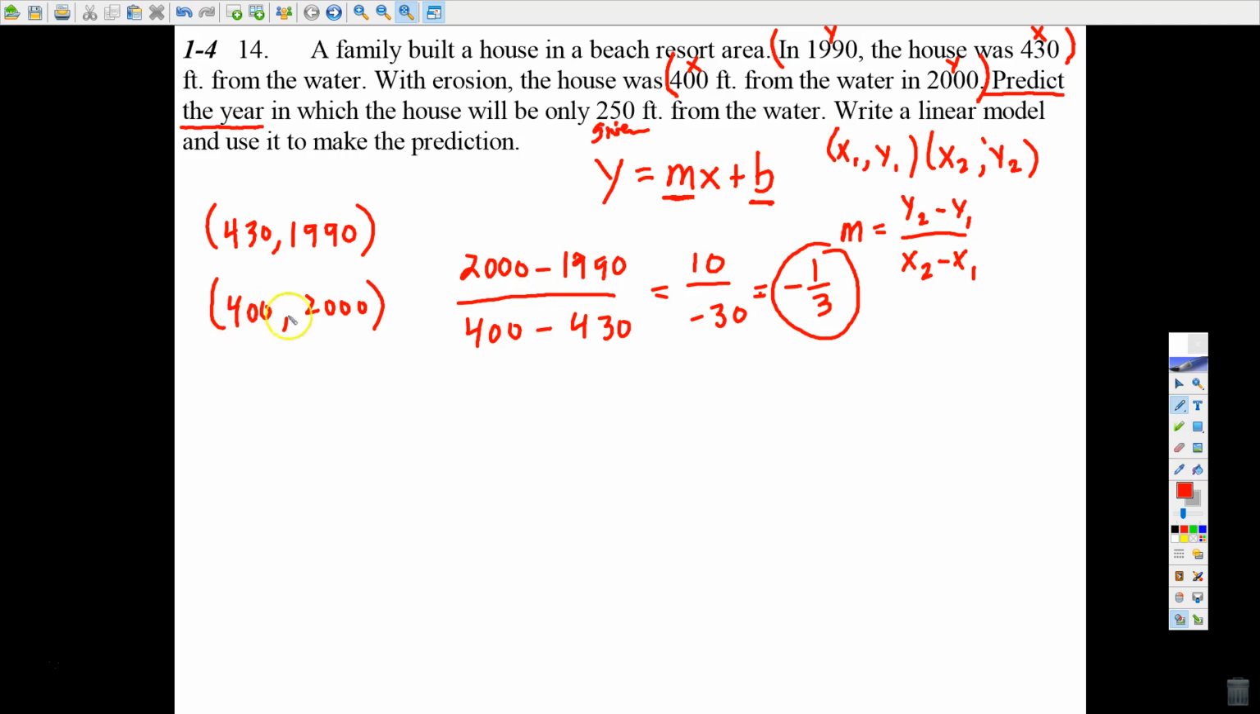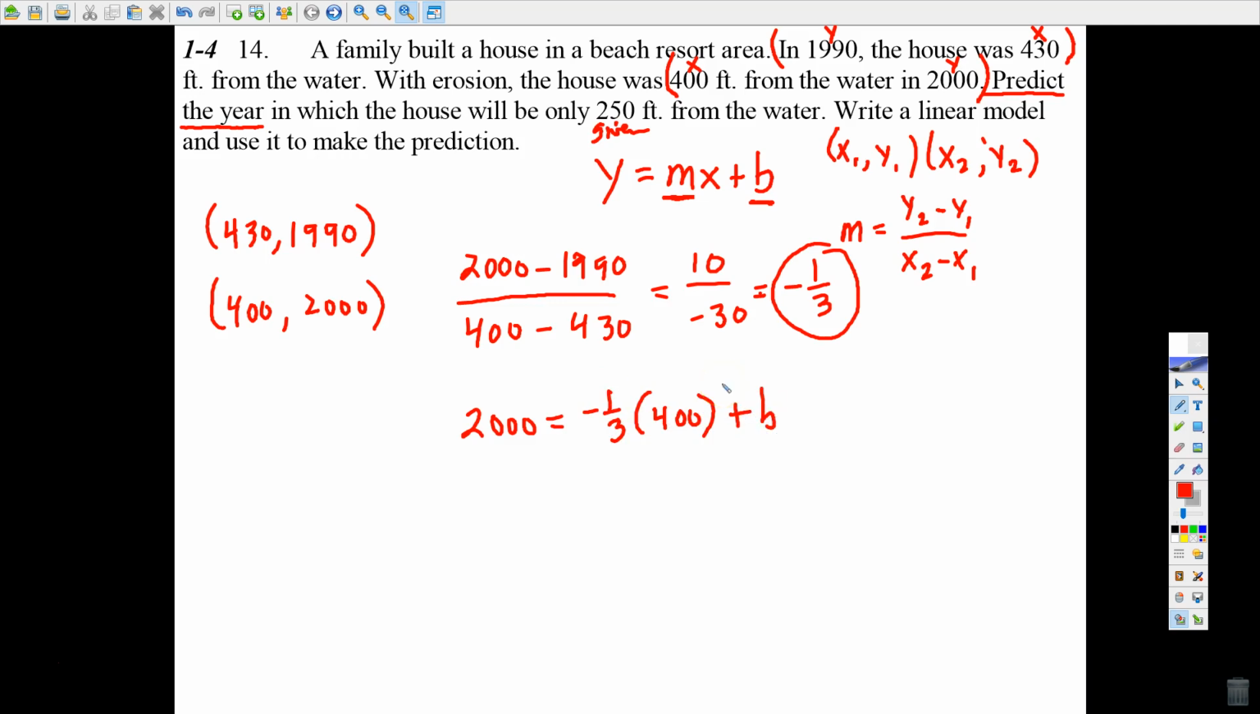So I think I'm just going to go with this bottom ordered pair and let 2000 be y. 400 will be x, and we already have the m. We solved for that already. That's negative 1/3. So 2000 equals negative 1/3 times 400 plus b.